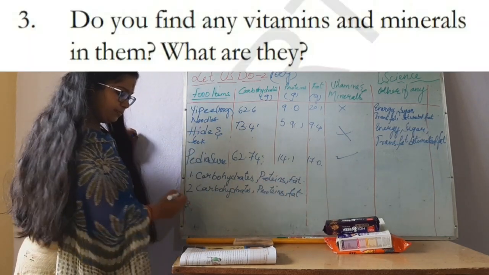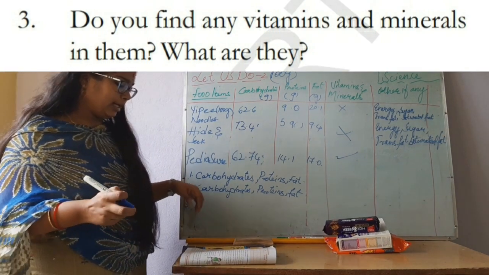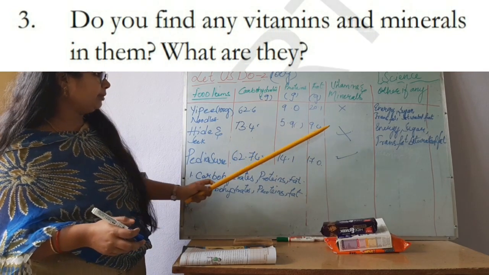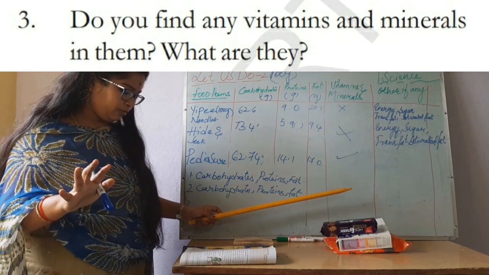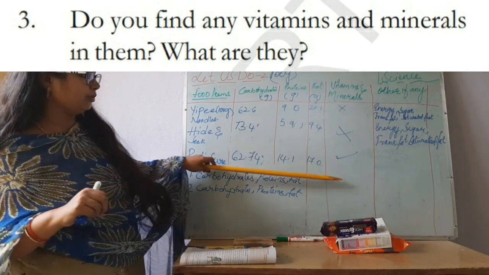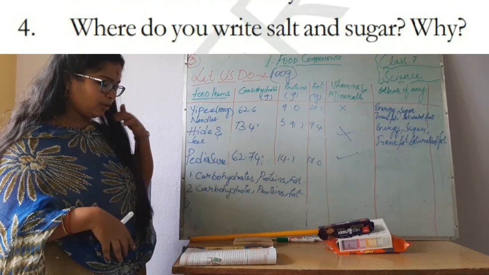Next, do you find any vitamins and minerals in them? What are they? In this biscuit packet, do we find any vitamins and minerals? No, we don't find any. And in Pediasure milk powder, you can find it, and more. So where do we write salt and sugar?